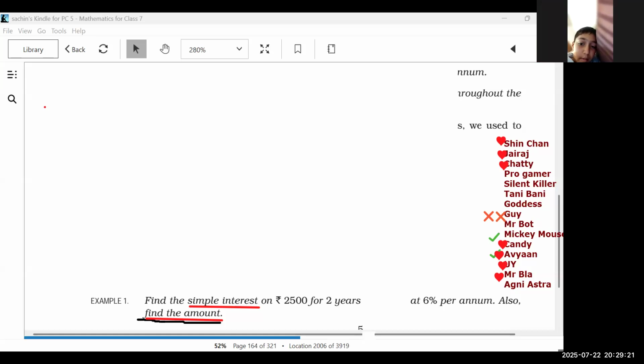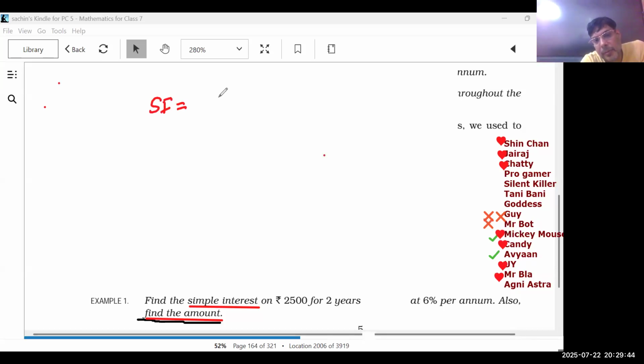Should I send the amount? So Candy, Avyan, UI, Mr. Blash, Shinchan, Gerard, Chetty, you guys can leave. That's all for today. Second Mickey Mouse, leave as well.